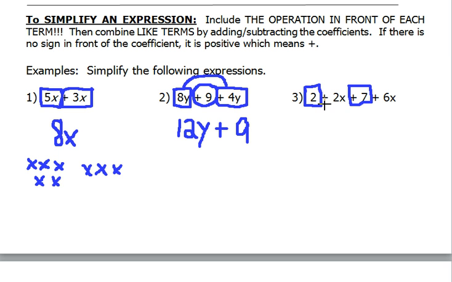This term has an x, so I'm going to put a different shape around it than I did the constants. Notice how I grab onto the sign or the operator in front of the term. That is going to tell me whether that term is positive or negative and whether I'm adding or subtracting that term. All right, so I'm looking for another term that has the last name of x, or a variable of x. I've got one right here. I'm going to circle it to show that it is like terms with this 2x.